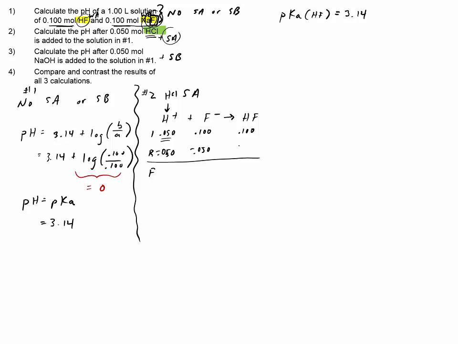Reactant side. Here's our product side, so we're going to add 0.050. This goes to completion. The H plus is completely consumed. We have some F minus left over, 0.050, and this goes to 0.150. So now we have a buffer still, and it consumed all the H plus, so now we're going to write pH is equal to 3.14 plus the log of base over acid, so 0.050 over 0.150.